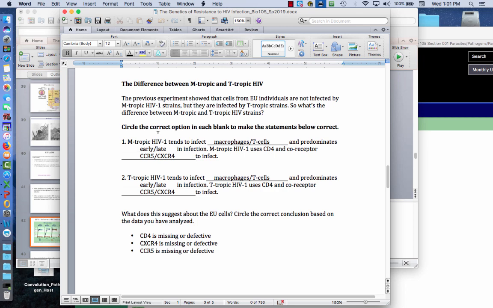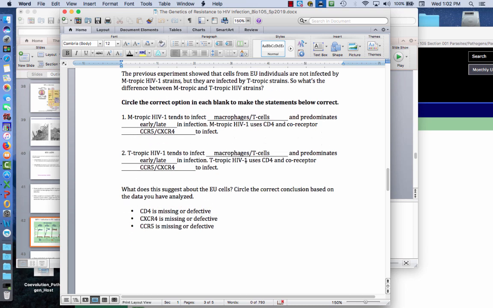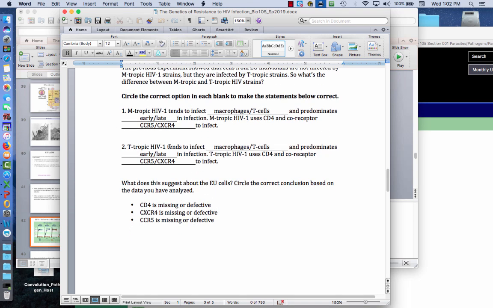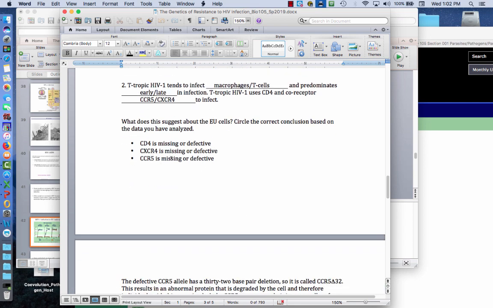I feel like the true or false right above that we just worked through tells you what's going on. It's basically asking you here, M-trophic HIV infects which cells? Macrophage or T cells, so circle 1, and predominates early or late in infection, circle 1, and it uses CD4 and circle 1 of the co-receptors that it uses. And then let's do the reverse, and let's say what T-trophic infects, predominates early or late, and uses what co-receptor. All right, and then let's circle the correct conclusion.